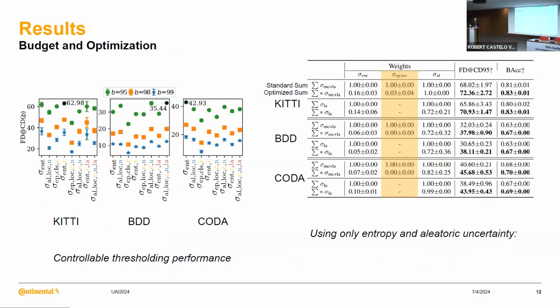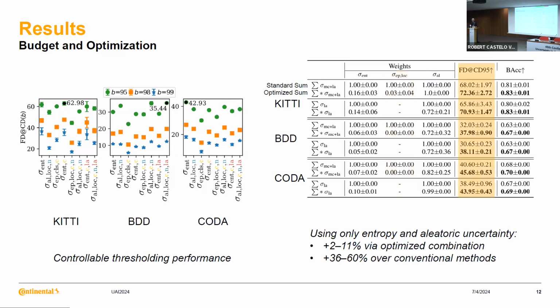And then for our optimization, we keep the epistemic localization uncertainty to actually verify our hypothesis that it's redundant and that the entropy and the aleatoric localization uncertainty are sufficient to describe the failure of the model. And we compare basically just the sum of them all with the weighted sum, and we see that with only the entropy and aleatoric uncertainty, we get a boost of 2 to 11% only by the optimization itself. And that is actually 36 to 60% over using each uncertainty separately.